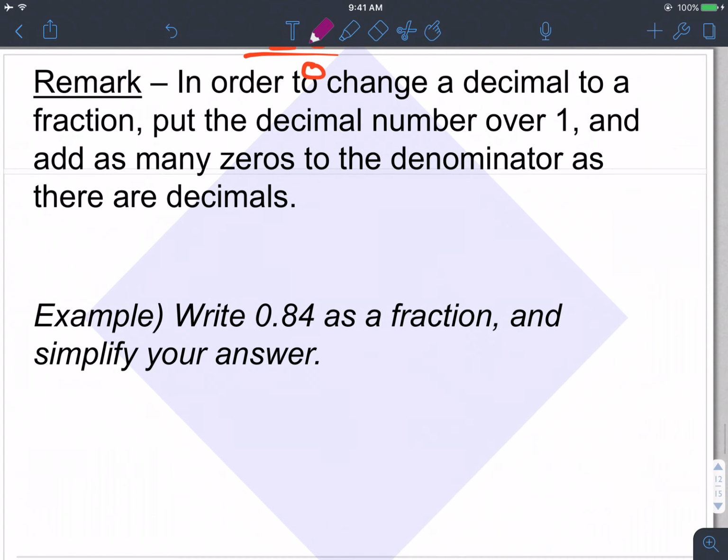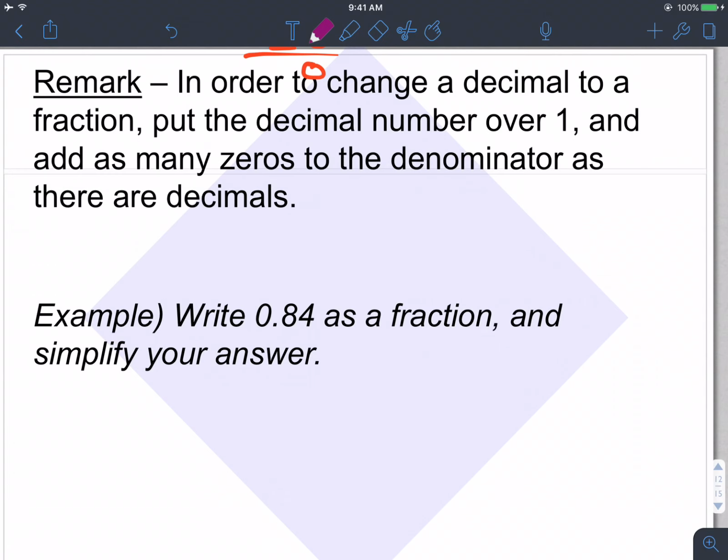Let's go the other way. In order to change a decimal to a fraction, put the decimal number over 1 and add as many zeros to the denominator as there are decimals. Write 0.84 as a fraction. All right, people in the back, you're up. Write 0.84 as a fraction.